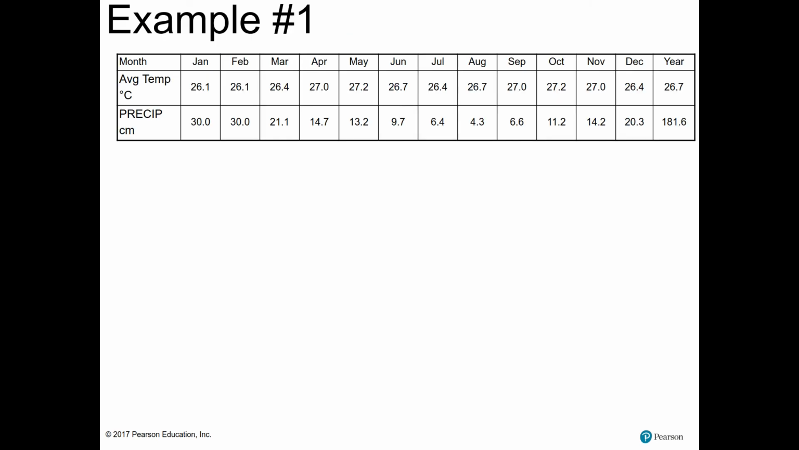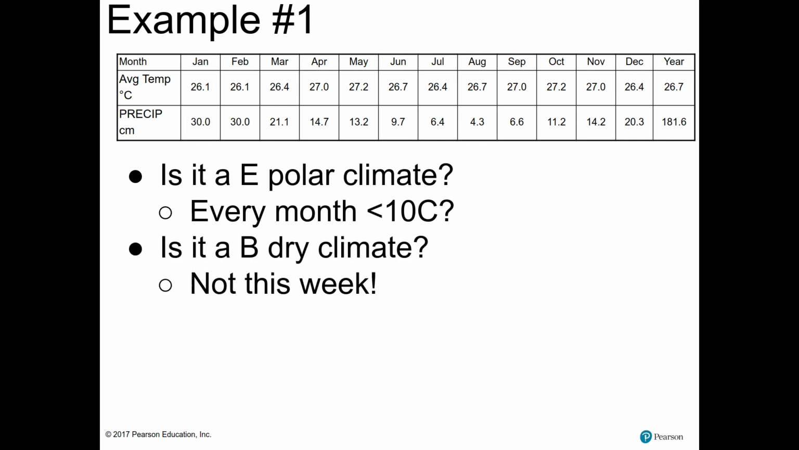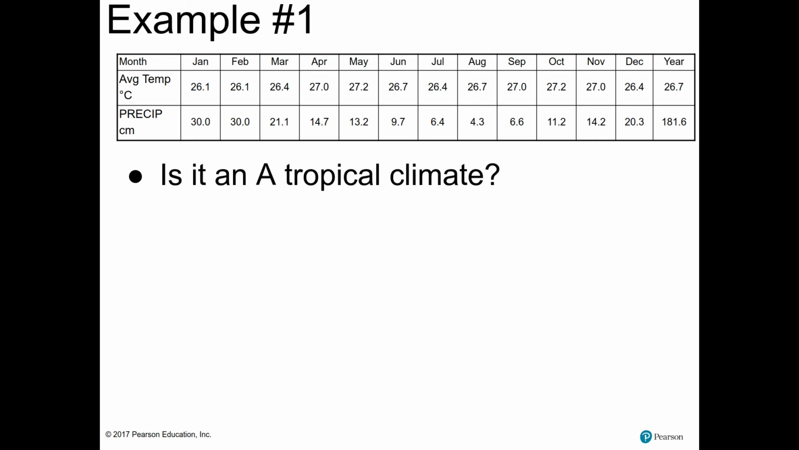So let's do an example. Here's the data that you will be given: average temperature in degrees Celsius and precip in centimeters, 2.5 centimeters per inch. So the first step, is it a polar climate? Is every month colder than 10? No. Is it a B climate? We're not doing that this week, so I'm just going to say no, I'm not going to give you a dry climate this week.